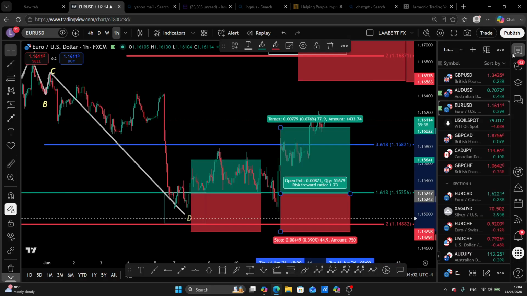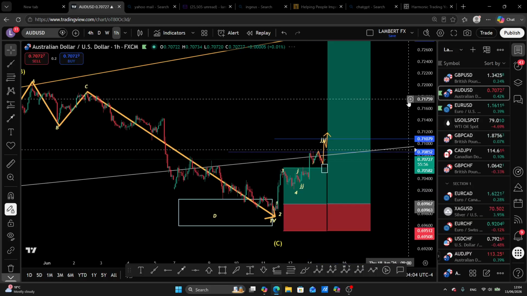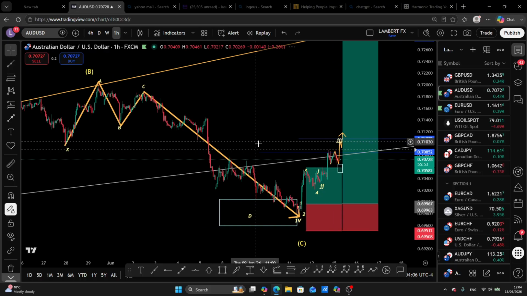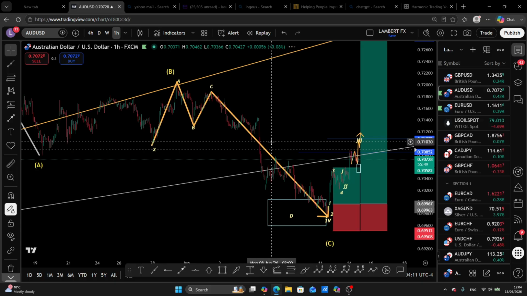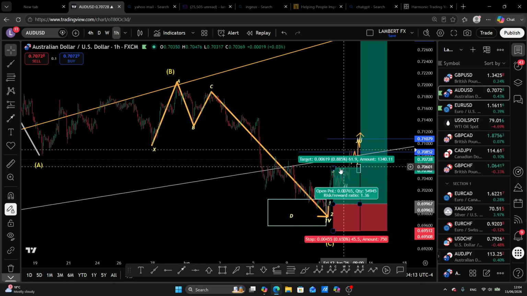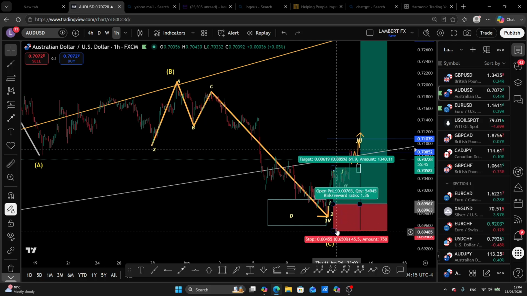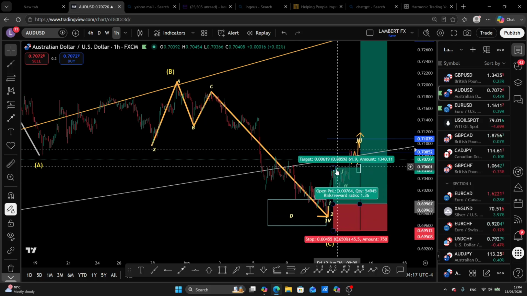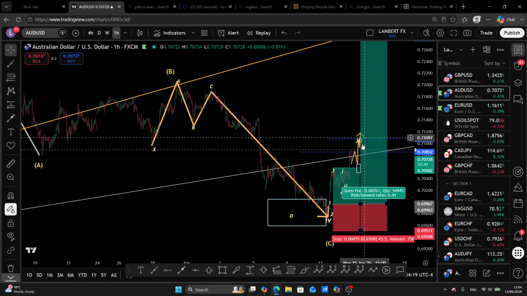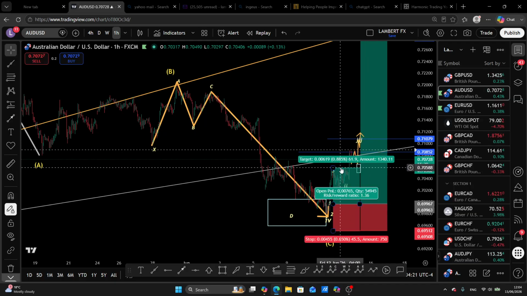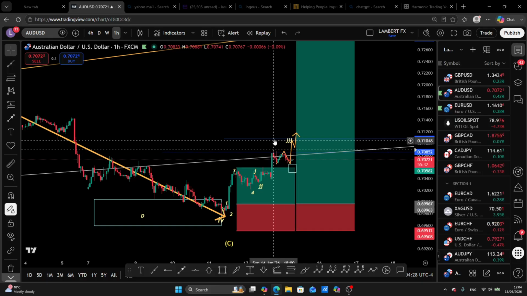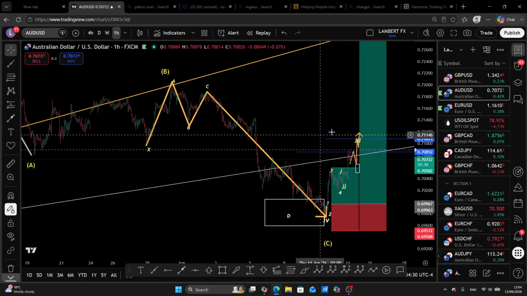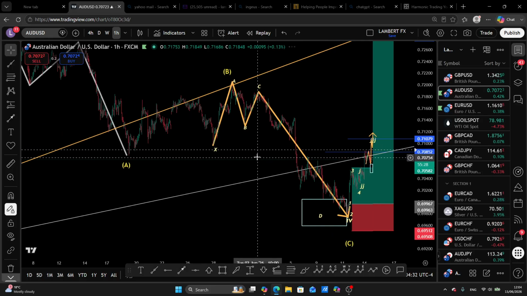I'll quickly show you another example. Aussie USD trade. So this trade I actually took. On Friday, I locked to break even after my first take profit was hit, and then my second take profit was nearly hit this morning, but it hasn't. It's right there. So take profit is right there.